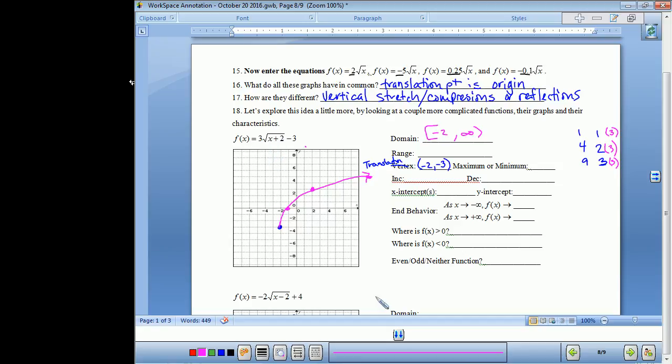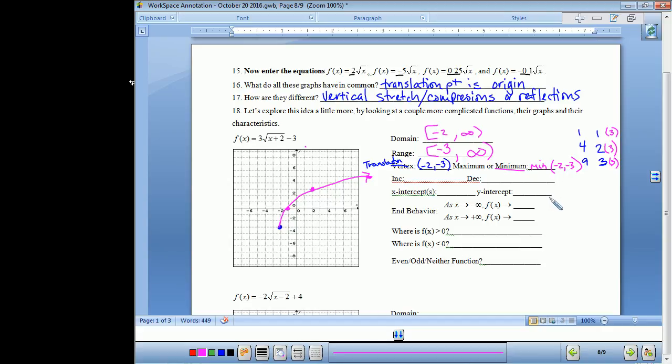All right, range. Range represents all our possible y values. And whenever we write an interval, we write it from least to greatest. So what is our lowest possible y value? -3. -3 to infinity. Bracket. Now, this translation point, is it a max or a min? Min. This is a min. So our min is at the point -2, -3.